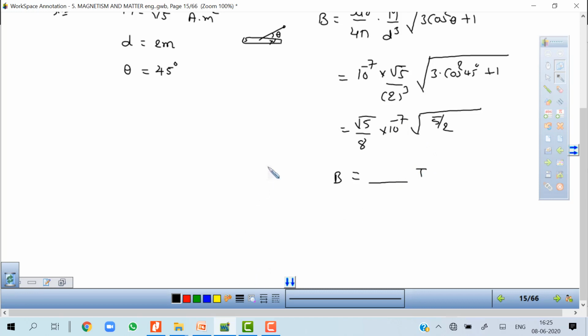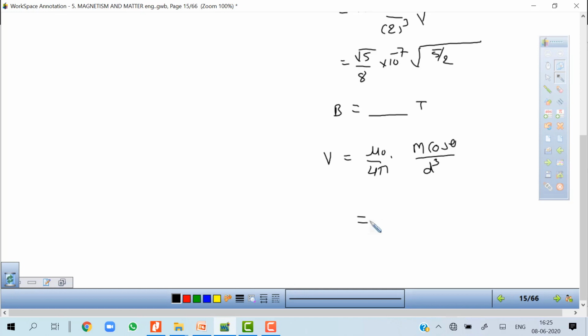And second thing, potential. So potential is equal to mu 0 upon 4 pi m cos theta upon d squared. Again, this is 10 raised to minus 7. M is root 5 cos 45 degree divided by 2 raised to 2. So you simplify, that is your answer.